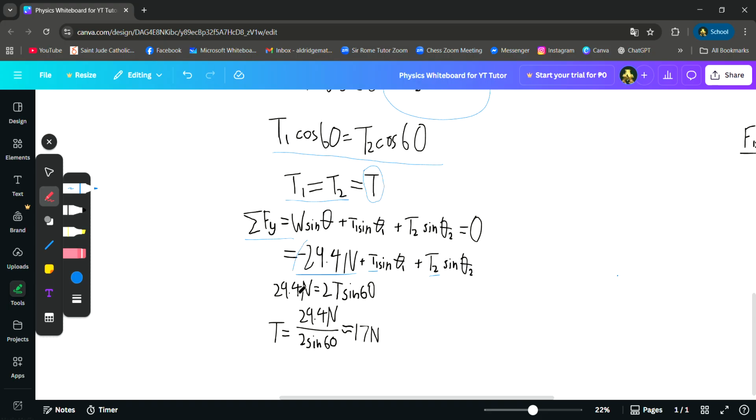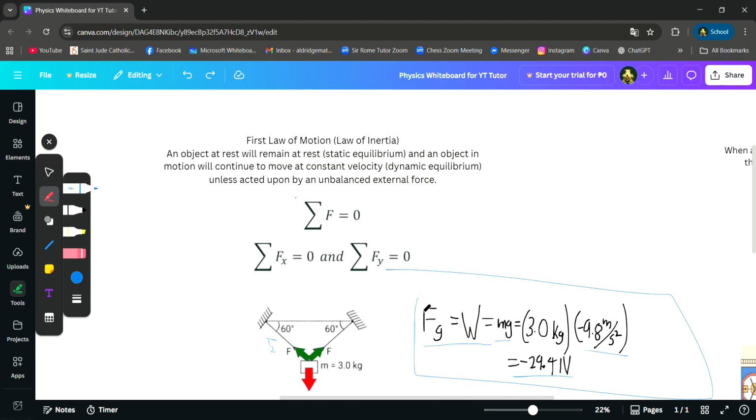Since T1 and T2 are equal, we can just replace that with T. So transpose the weight to the other side, it becomes positive. We can add these into 2T sine theta, and theta becomes 60. So we isolate T by dividing both sides by 2 sine 60, and what we get is around 17 newtons. That is an example for first law of motion.